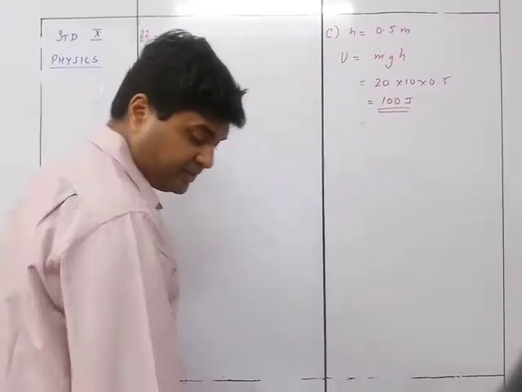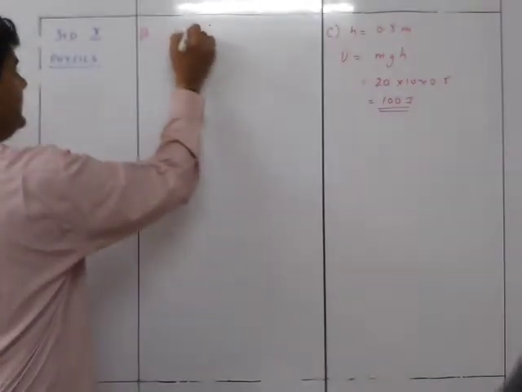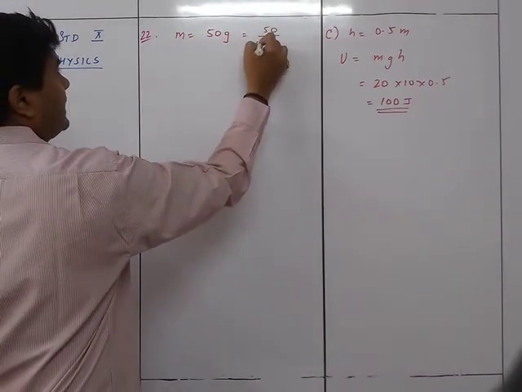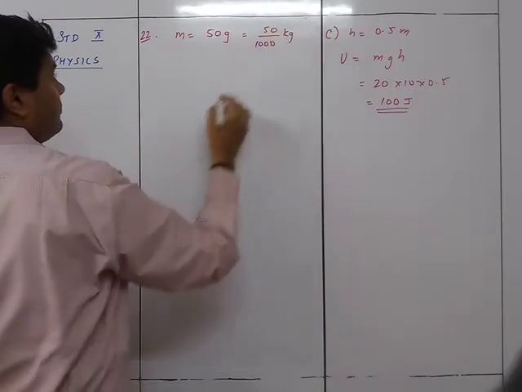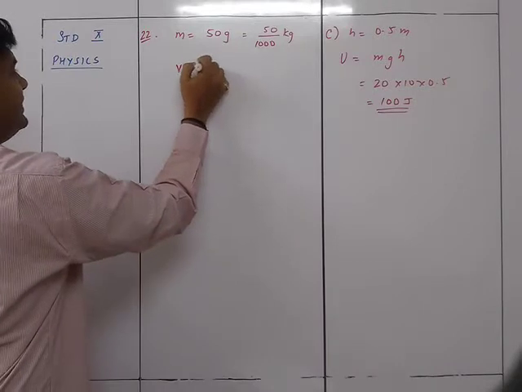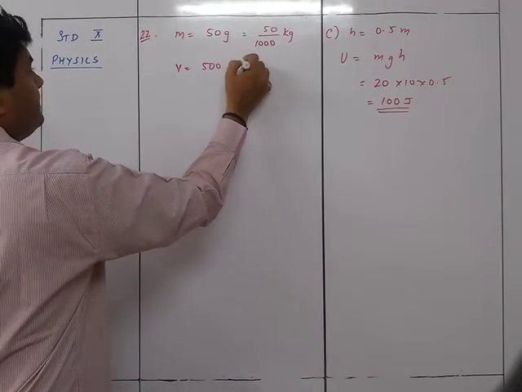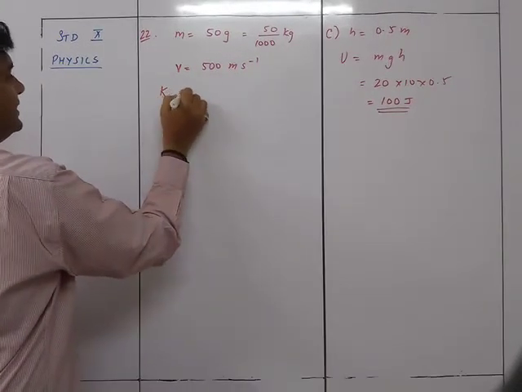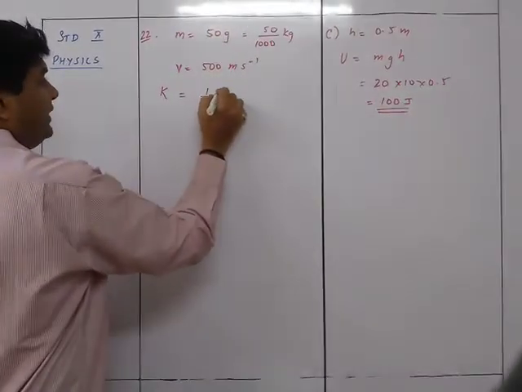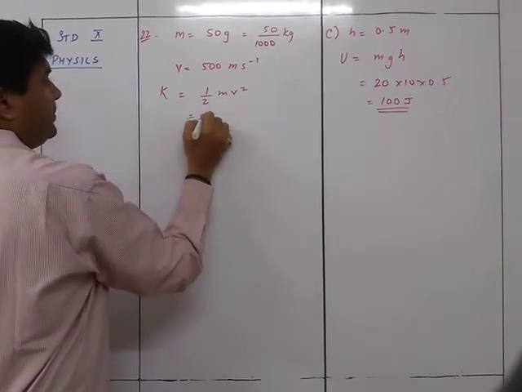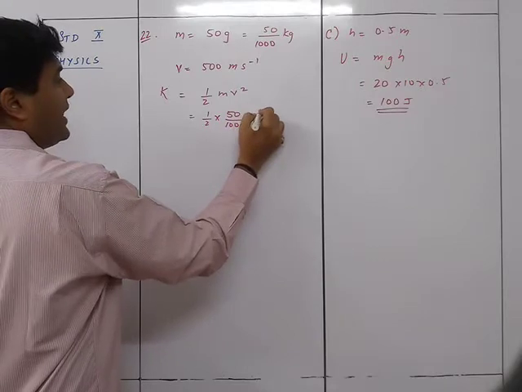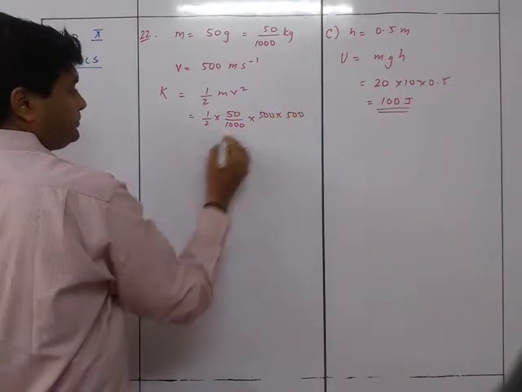Okay, so let's see. The first thing is mass is equal to 50 grams, which is 50 upon 1000 kg. They have given us the velocity with which it is traveling, 500 meters per second. So the kinetic energy the bullet will be possessing will be half mv square. It's going to be half into 50 upon 1000 into 500 into 500.